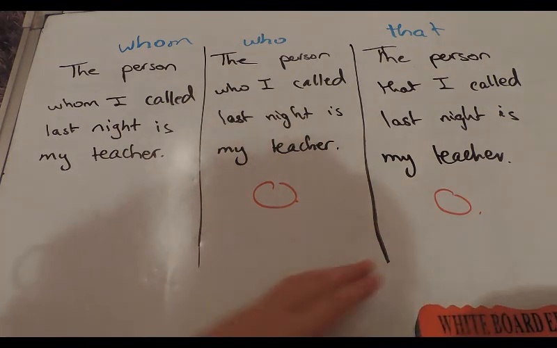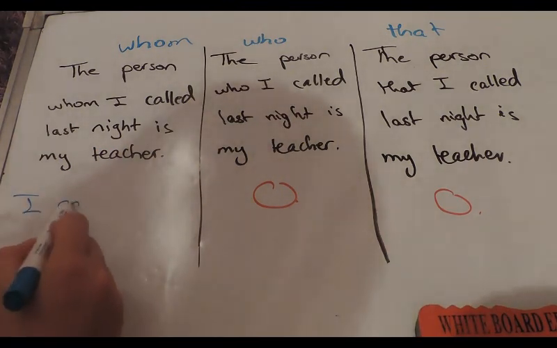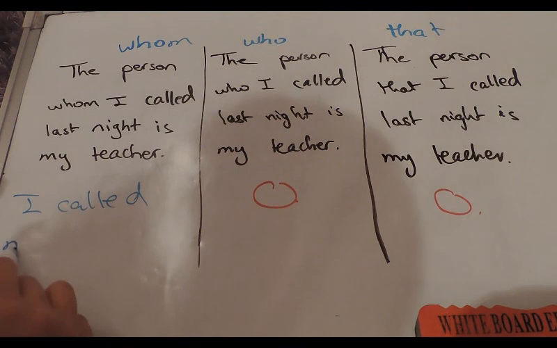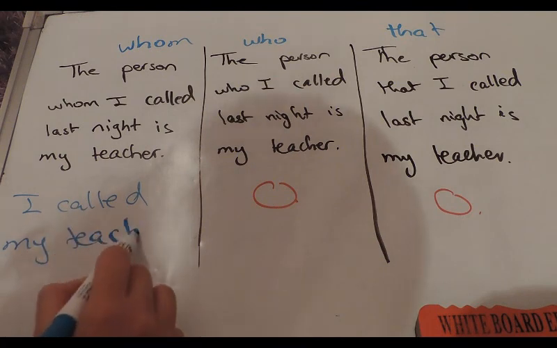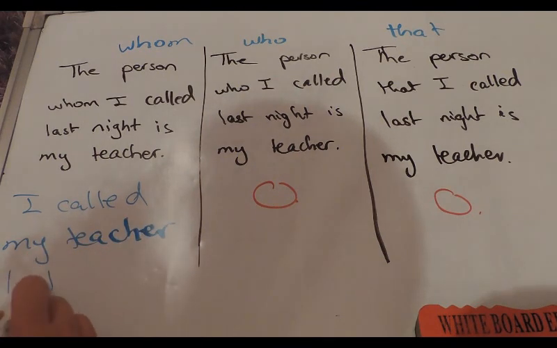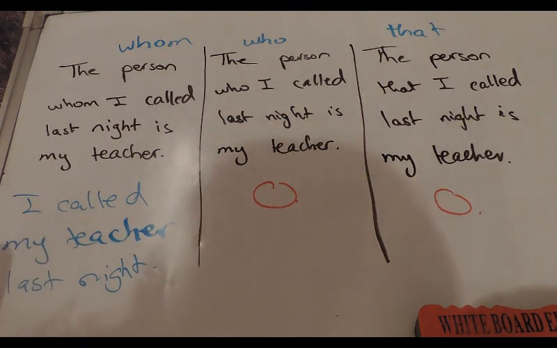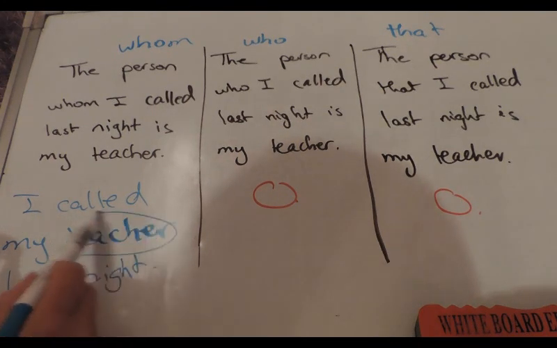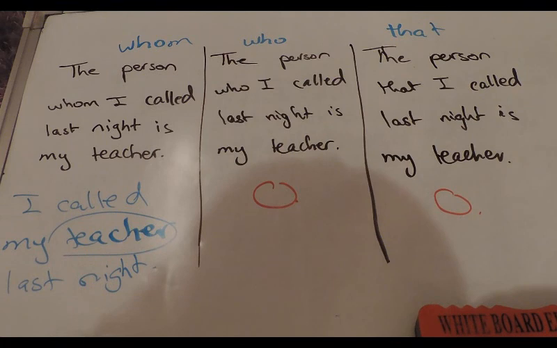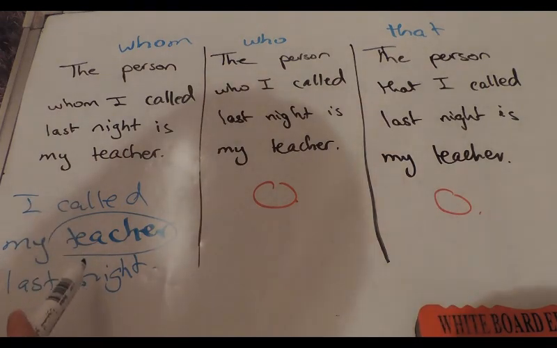All right, just to show you, I called my teacher last night. Right. So whom did you call? I called my teacher last night. Teacher here is the person, and the person I'm talking about comes after the action verb, so it is object.